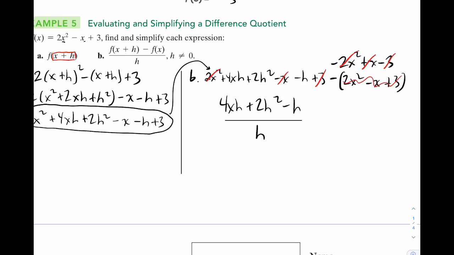So if you do this right, a bunch of things should cross out, and this bottom h is going to get simplified too, because notice how these all have an h in it. So let's divide everything by h. 4x plus 2h minus 1 is our final answer.